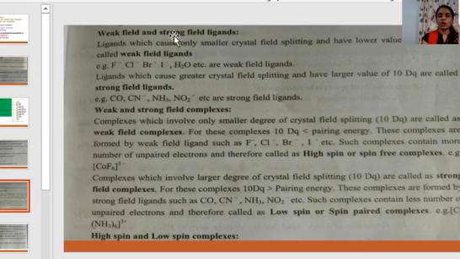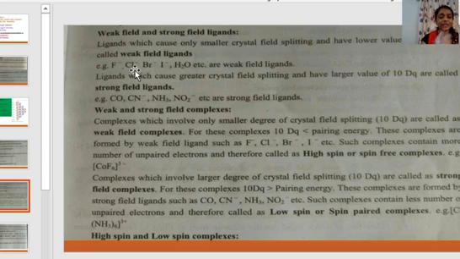Weak field and strong field ligands. Ligands which cause only small crystal field splitting and have a lower value of 10 Dq are called weak field ligands. Whenever the splitting between the T2g and the Eg level is smaller, that is, the gap between these two is smaller, it will have the lower value of 10 Dq, and these ligands are called weak field ligands.